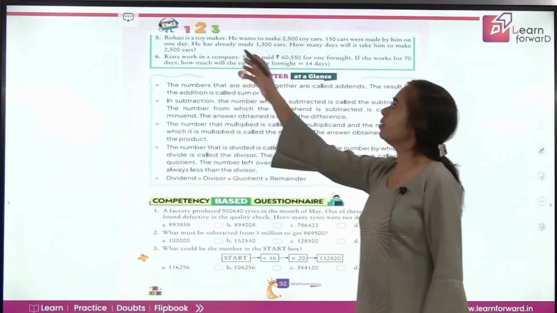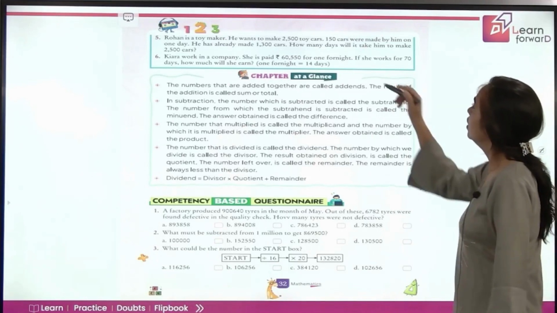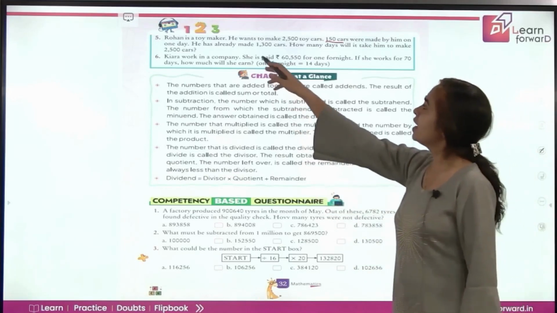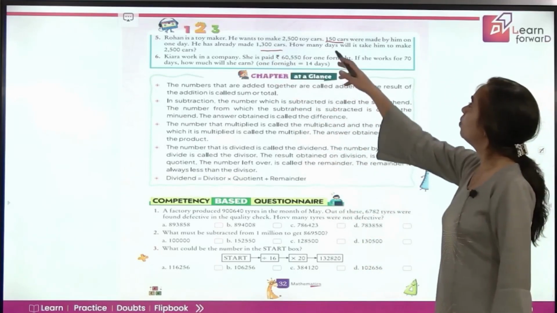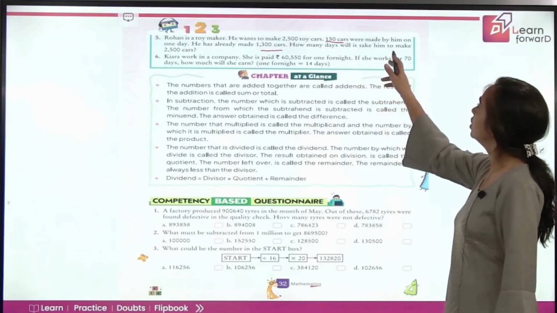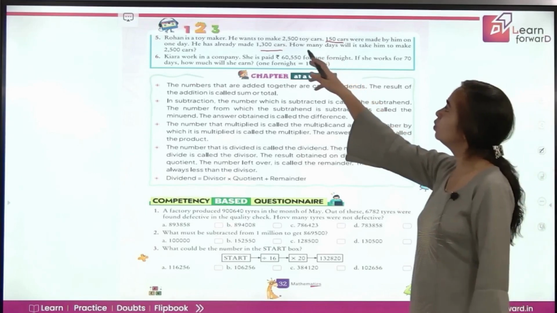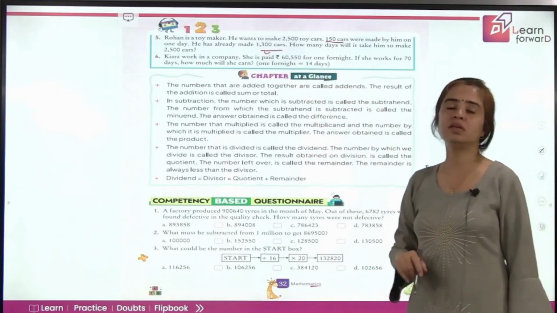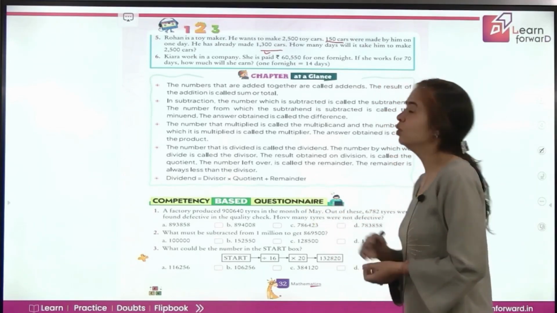Rohan is a toy maker. He wants to make 2,500 toy cars. 150 cars were made by him on one day. He has already made 1,300 cars. Now, how many days will it take him to make 2,500 cars? Out of 2,500 toy cars, he has already made 1,300. So, how many more does he have to make? What will you do? Subtract.